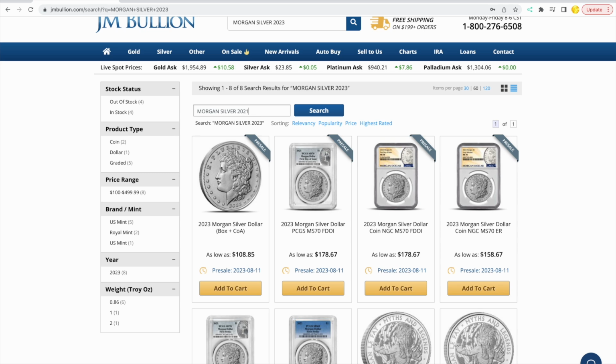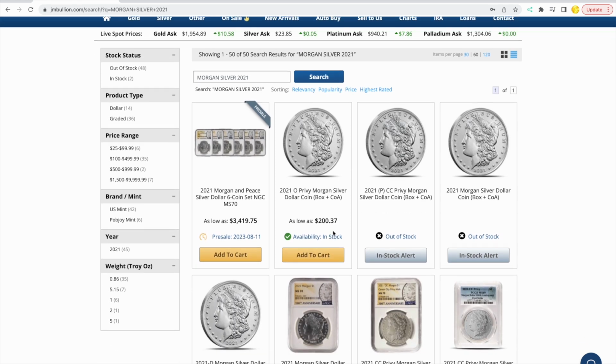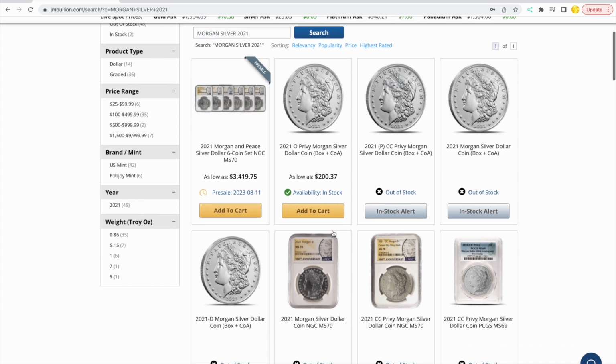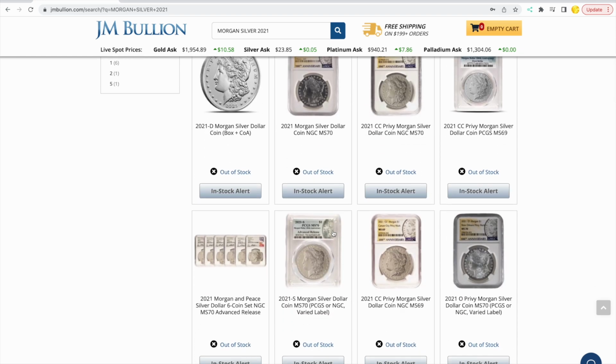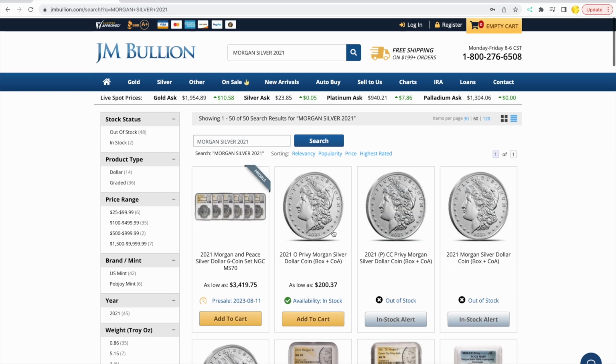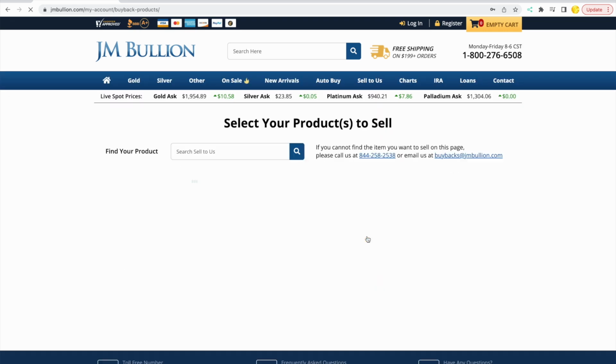Let's look at the 2021s. Are they buying those? Okay, they're buying the O Privy for $200. Again, it was about a $67 issue price. No, they're selling it for $200. Yeah, these are mostly out of stock. Let's see if they're buying them. Sell to us online.